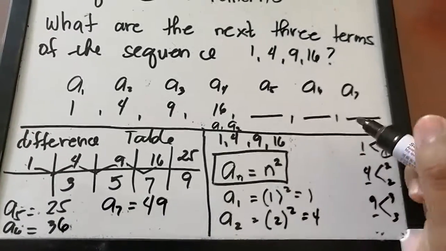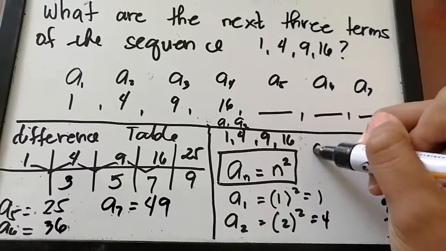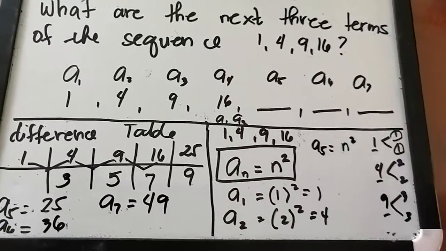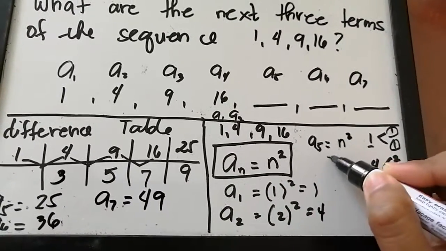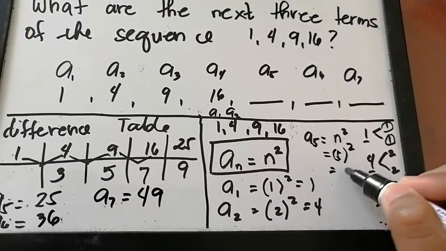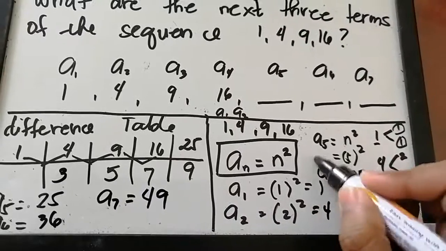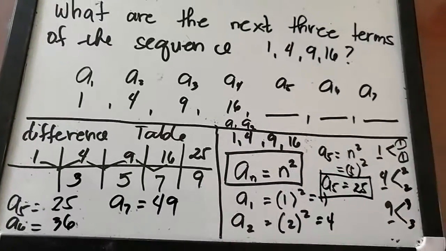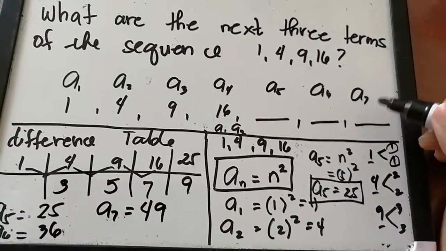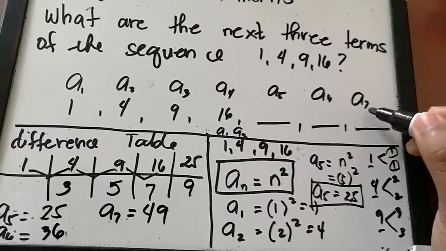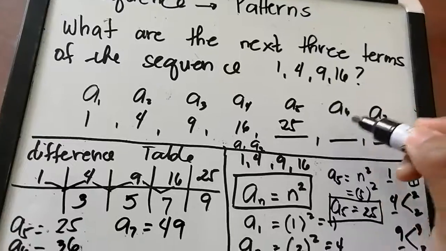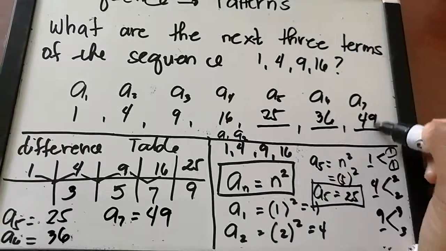Okay, therefore we can easily get a sub 5 by using the general pattern, which is n squared. Instead of writing n, we use 5. So that is 5 squared, which is equal to 25. Therefore a sub 5 is 25, and so on. Since 6 squared is 36 and 7 squared is 49, we have the final answer: 25, 36, and 49.